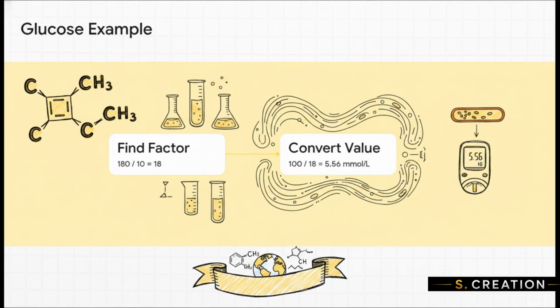That's it. Let's walk through a real-world example, like a standard blood glucose reading of 100 milligrams per deciliter. Step 1, we already know glucose has a molecular weight of 180. We divide that by 10 and our conversion factor is 18. Step 2, take that lab value of 100, divide it by our factor of 18, and boom, we get 5.56 millimoles per liter. And just like that, you're speaking the international language of biochemistry.